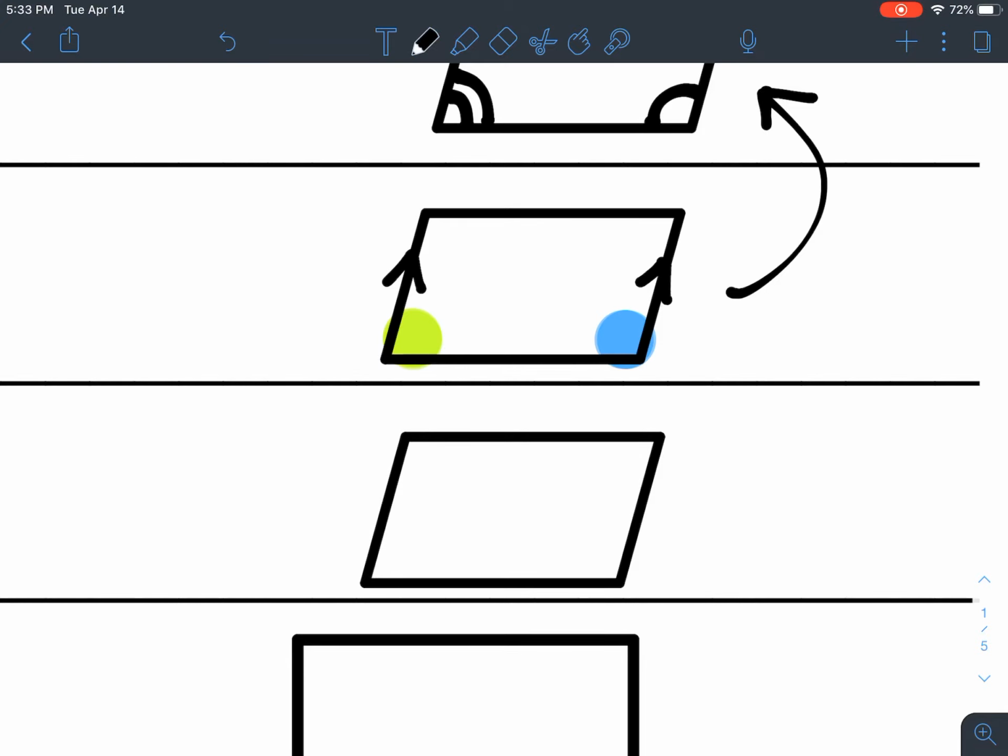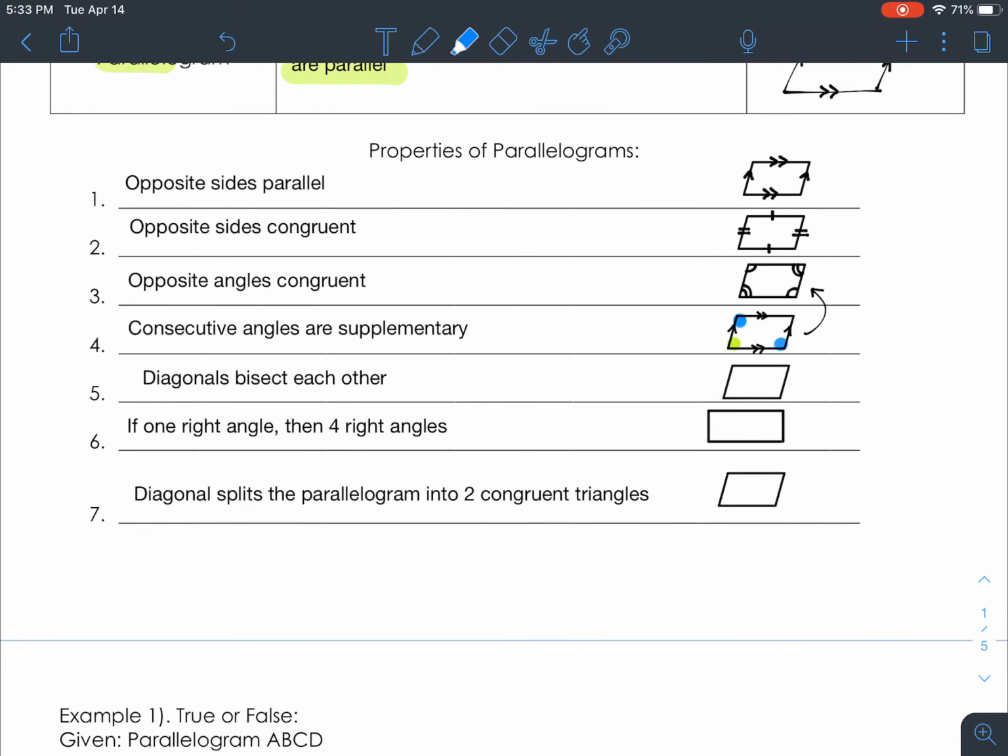Same idea. If I know that this side is parallel to this side, and I look at this angle right here along with the green one, those are also same side interior angles, which means that they have to be supplementary. One more step: if we look at the two blue angles, because they are both supplementary to the green angle, we know by the congruent supplement theorem that those two blue angles have to be congruent. So those are just some background ideas of stuff we've already talked about in this class that once again prove all of these properties to be true.